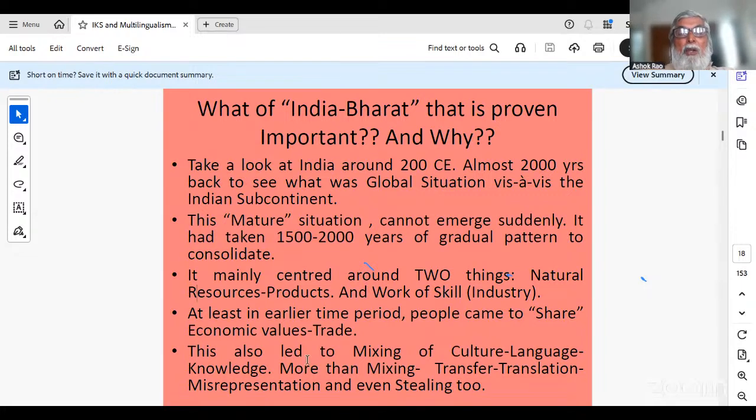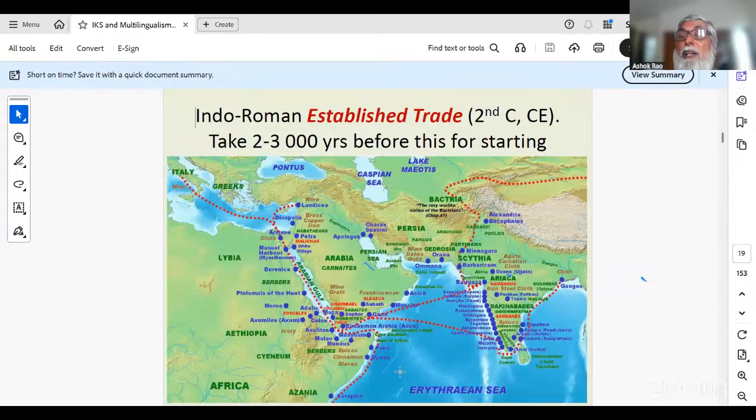Okay. So while this trade and interaction happened, it led to mixing of culture, language, knowledge, more than mixing, transfer of knowledge, translation of knowledge, misrepresentation of knowledge, and in many cases, stealing the knowledge also. I'll come to that. So this is it. You see how India was 2000 years back.